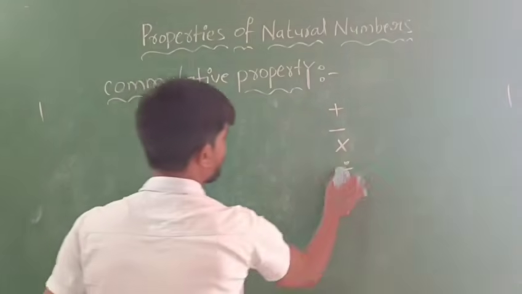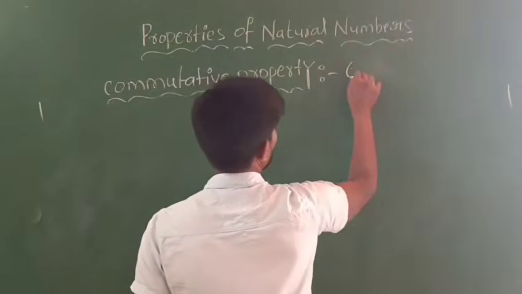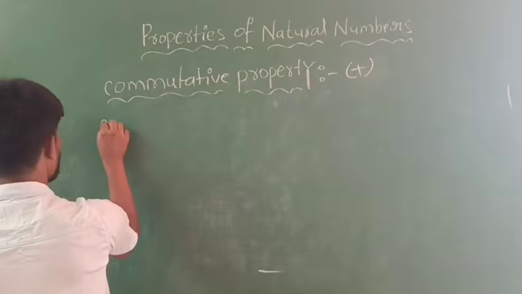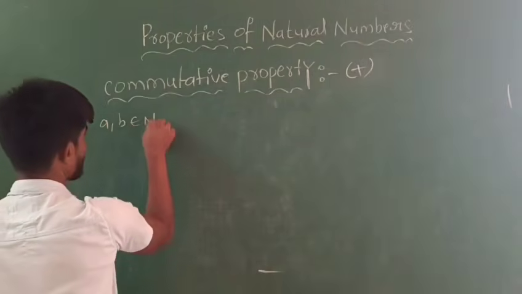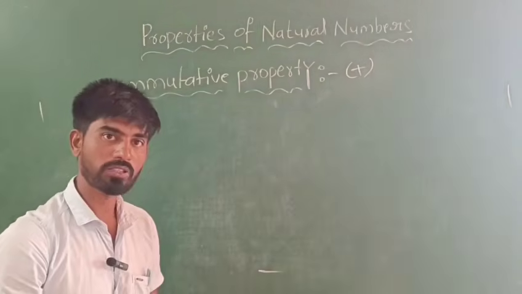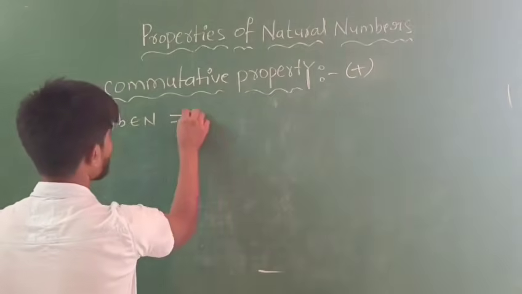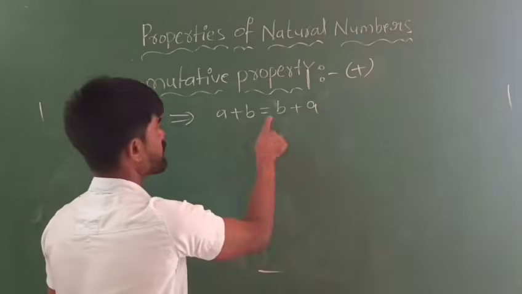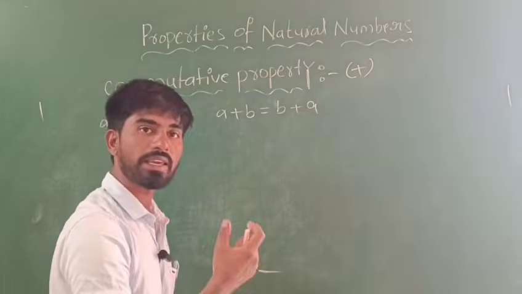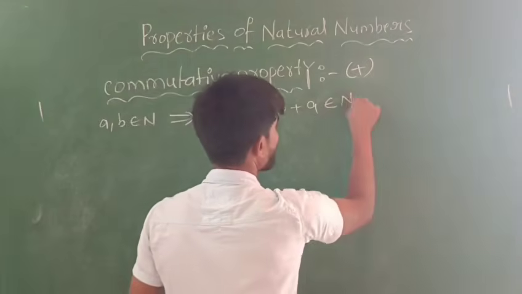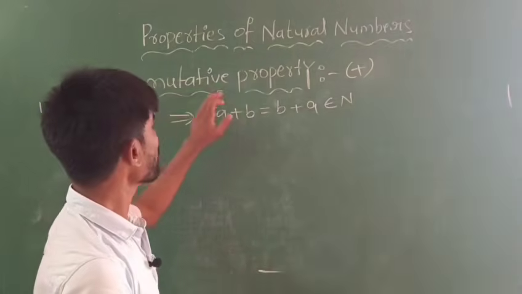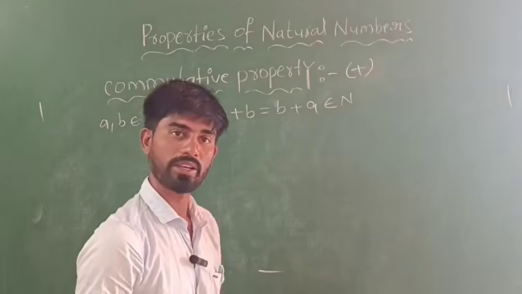Commutative property under addition. Here a, b belong to natural numbers. Here what will happen? a plus b is equal to b plus a, which also belongs to natural numbers. If this condition is satisfied, the commutative property under addition works out.